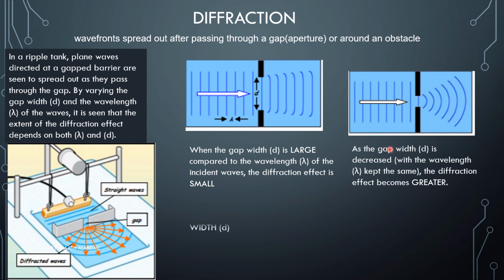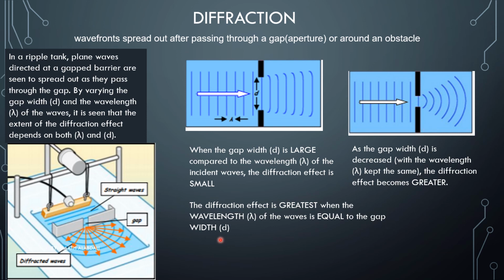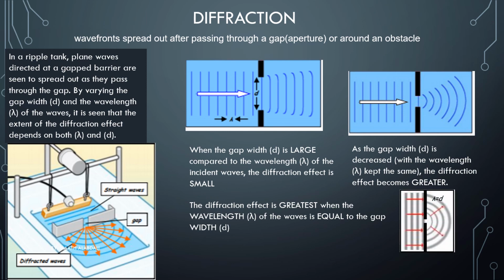So the diffraction effect is greatest when the wavelength of the waves is equal to the gap width. If this is equal to this, then there's a high diffraction. That's basically it.